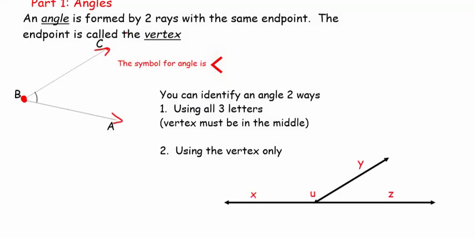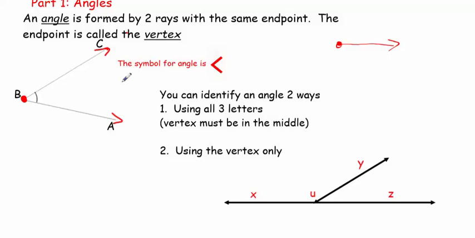All right, so let's first just look at angles. So an angle is formed by two rays with the same endpoint. Remember, a ray is just something that has an endpoint and then it goes forever in one direction. That is a ray. So an angle is just formed by two different rays.